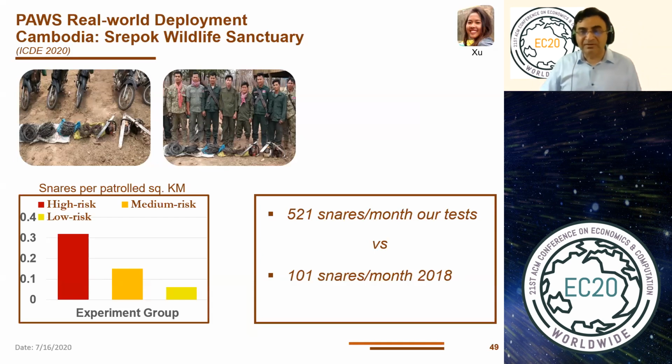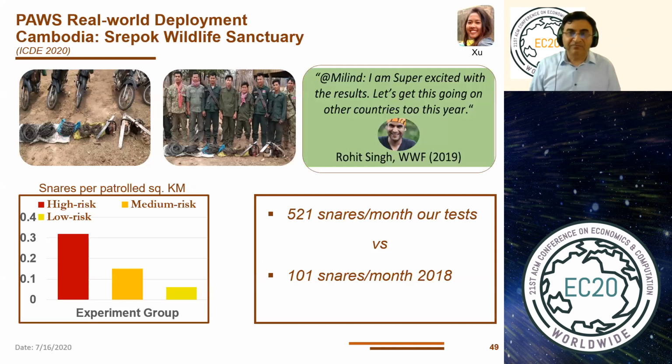Numbers of snare captures have jumped more than 5-fold. The park manager tells us that whereas previously rangers would go out and find 10 or 20 snares sometimes per patrol, now they come back with 100 or 200 snares. And in fact, very exciting, our collaborator, Rohit Singh, head of zero poaching effort of WWF, talking about how he's super excited with the results and wants to deploy this across the world. And I'll come back to this point a little bit later on.